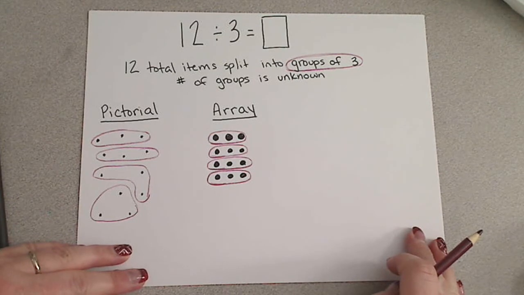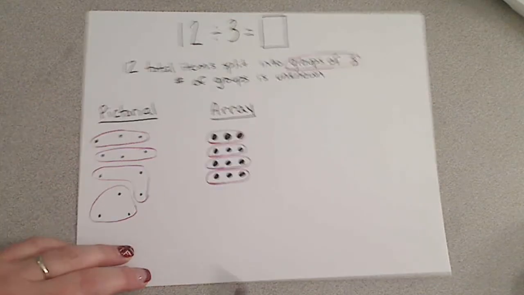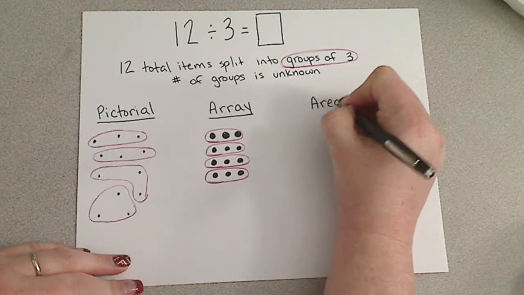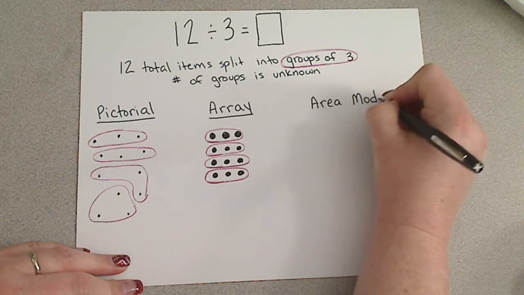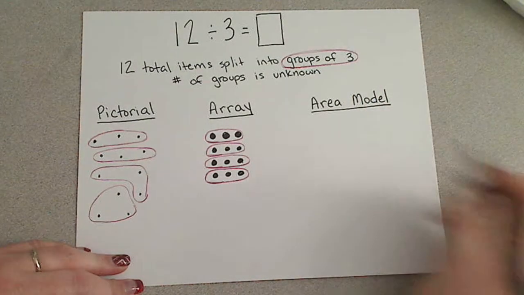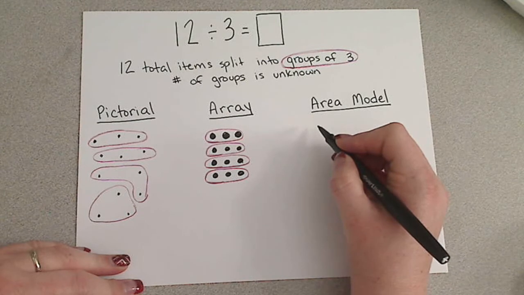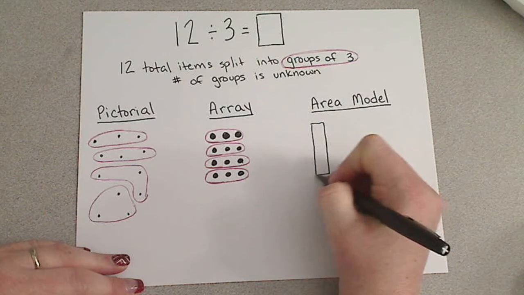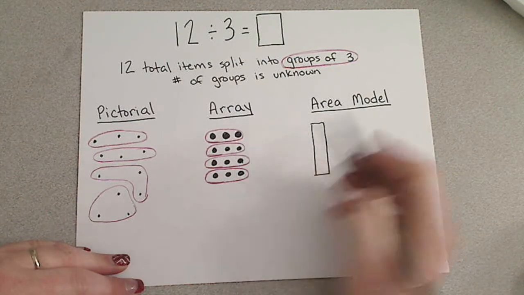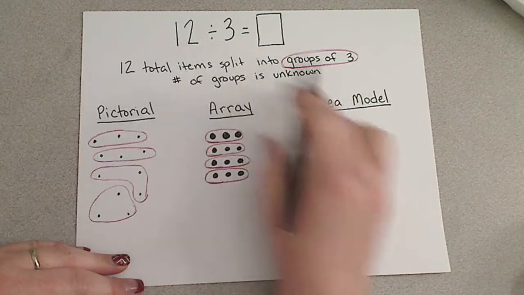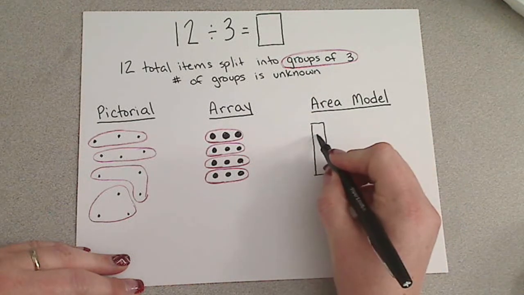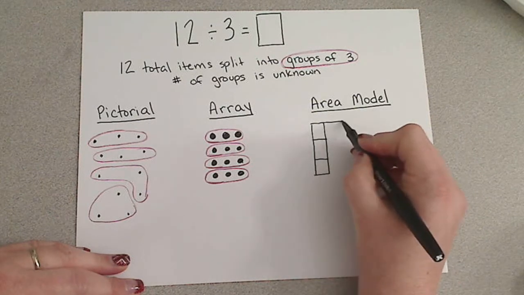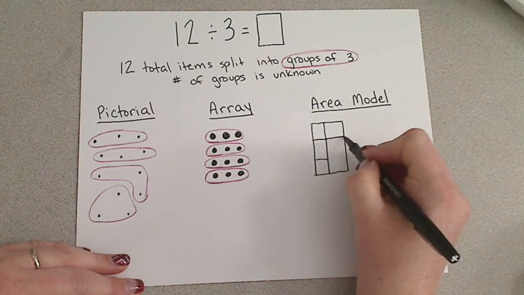So there's the array. Now the final one we need to look at is that area model, just like we did when we were working multiplication. Now, I'm going to make this a little simpler because we know how this works a little bit better. So I'm going to go ahead and draw my first column, and I'm splitting that into thirds because we have groups of 3. Because your students are probably going to start with that group of 3, and that's perfectly fine. So then I'm going to draw my second one.